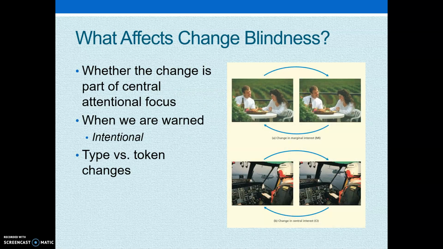Now, one of the things that will affect change blindness is whether the change is part of our central focus, when we are warned, or when we're looking at a change in type versus token. So if I watch a lamp change into a book, that's a type change. That's easy to notice. If the book changes from a red book to a blue book, that is a token change, and it's harder to notice.